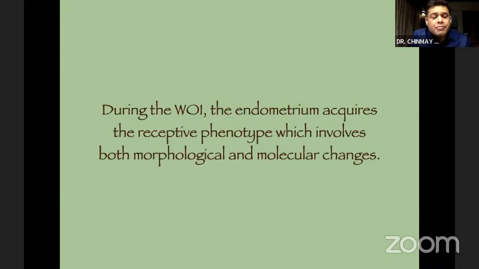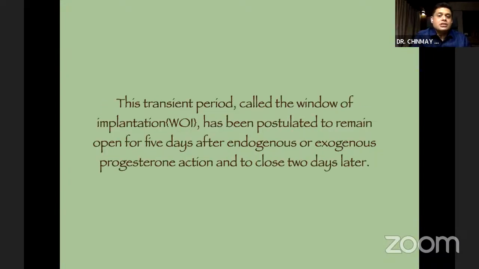Now, during window of implantation, the endometrium acquires the receptive phenotype, which involves both morphological and molecular changes. Now, what we see on sonography is morphological changes. That is why after giving progesterone, after giving estrogen, we are checking the endometrial thickness. But what about molecular changes? We are not aware about molecular changes. We just check progesterone levels, we check estrogen levels, we check endometrial thickness, we check blood flow. And that is how we indirectly come to a conclusion that probably this endometrium is receptive. But when we talk about a receptive endometrium, it's not just morphological, but also molecular changes.